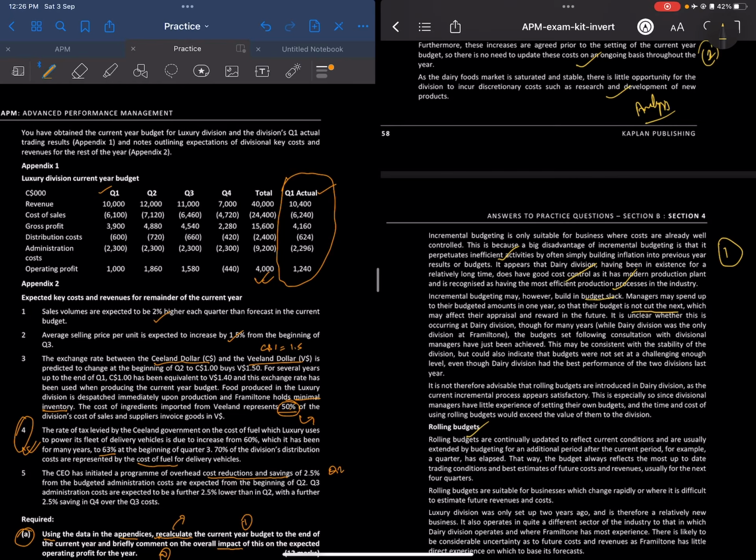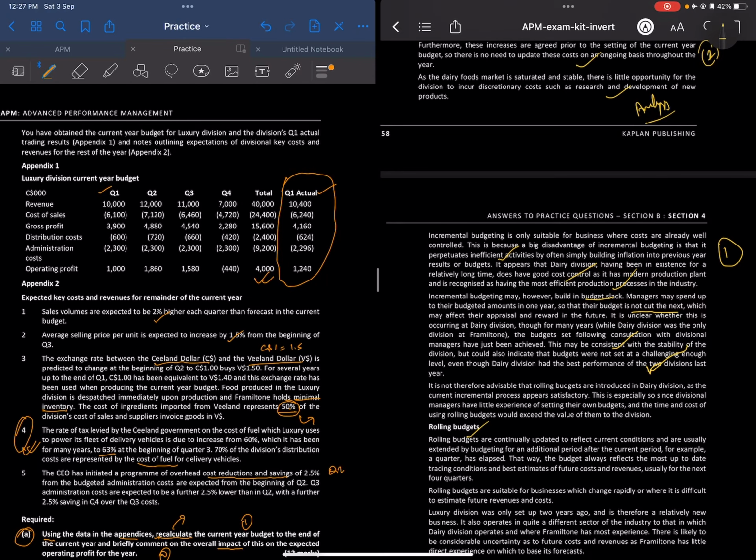So it's unclear whether the slack is happening at dairy division or not, and though for many years the budgets are set following consultation with managers, right? So this could lead to consistent and stable budgets, right? And which were not set at challenging enough level. So even though dairy division had the best performance of the 2 divisions last year, right? So that could always have been the case, right? There could have been slack that was built up. So yeah, that could be there.